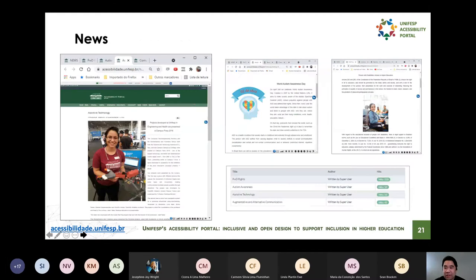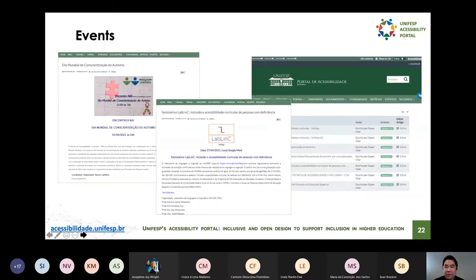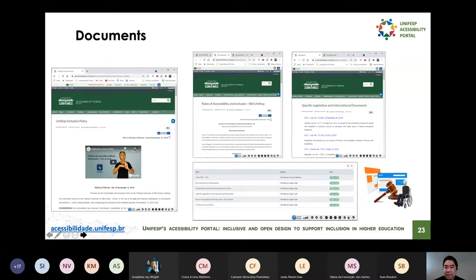We have a news section of the portal that is connected with the Department of Institutional Communication of UNIFESP to filter and highlight all the news that deals with accessibility and inclusion. And similarly, we have all the events about accessibility and inclusion highlighted in the portal. The main institutional documents on rules of procedure and accessibility legislation are also highlighted on the portal to make it easy to get these documents.